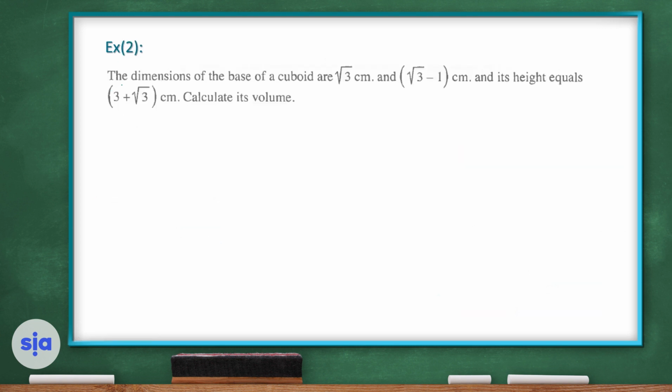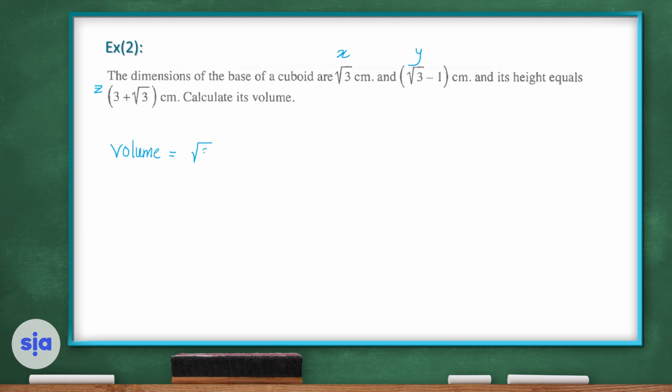Question 2. The dimensions of the base of the cuboid are square root of 3 centimeters and root 3 minus 1 centimeters, and its height is 3 plus root 3. So we're going to assume that this is the x, this is the y, and this is the z. How can we calculate its volume? To find the volume, we multiply the x by the y by the z.